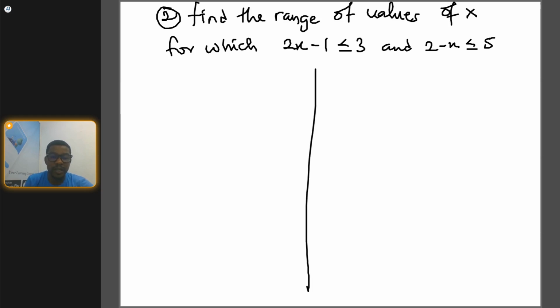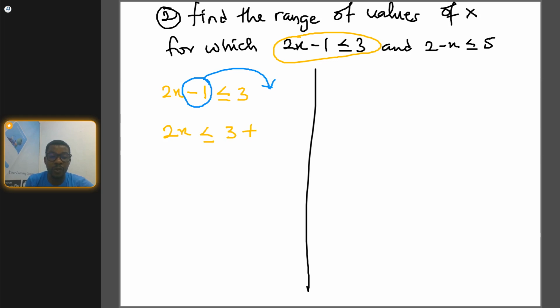All right, so let's go ahead to solve this first. The first inequality, let's handle this. 2x minus 1 is less than or equal to 3. By collection of like terms, when you take this guy to the other side, you are going to have 2x is less than or equal to 3 plus 1. That is, 2x is less than or equal to 4.